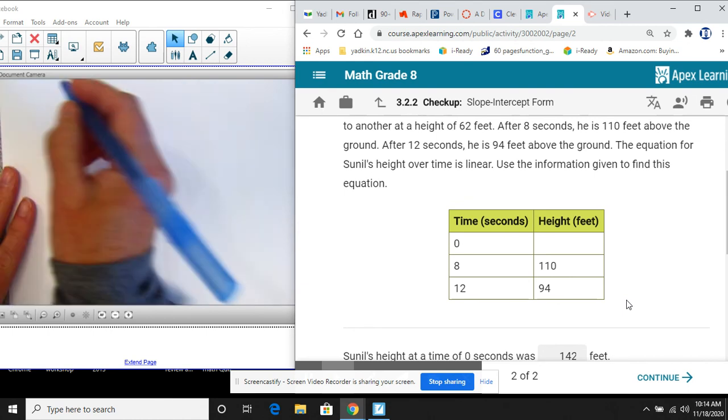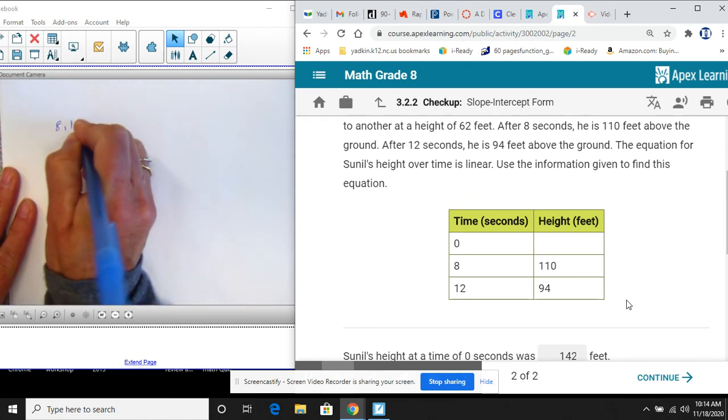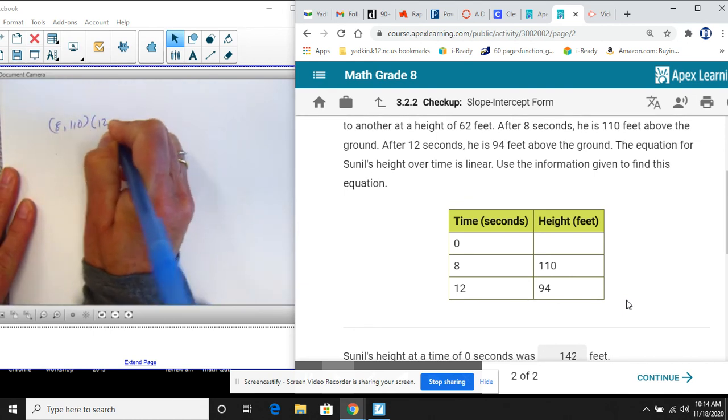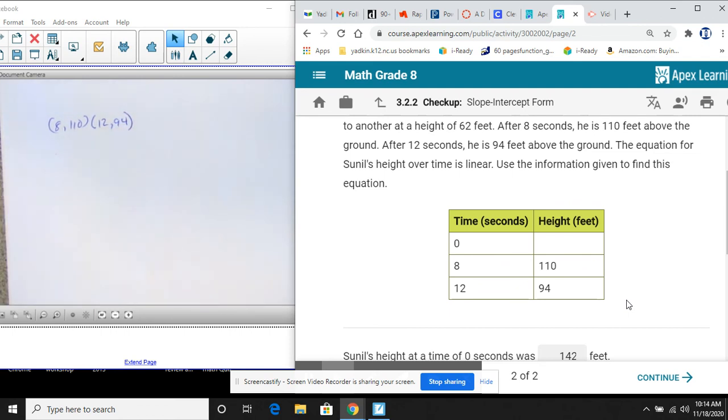Let's see what I can write right here. 8, 110, and 12, 94. Got my own timer here, but it also tells me a timer on the Screencastify, but I'm going to go ahead and stop this and make another video for part 2.